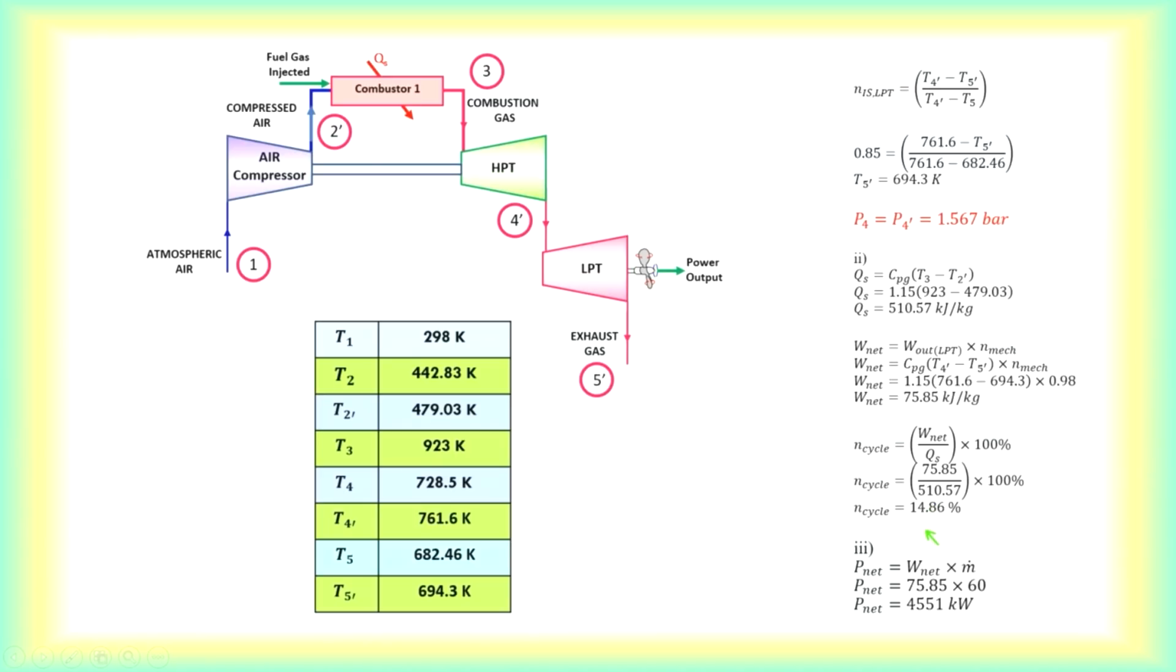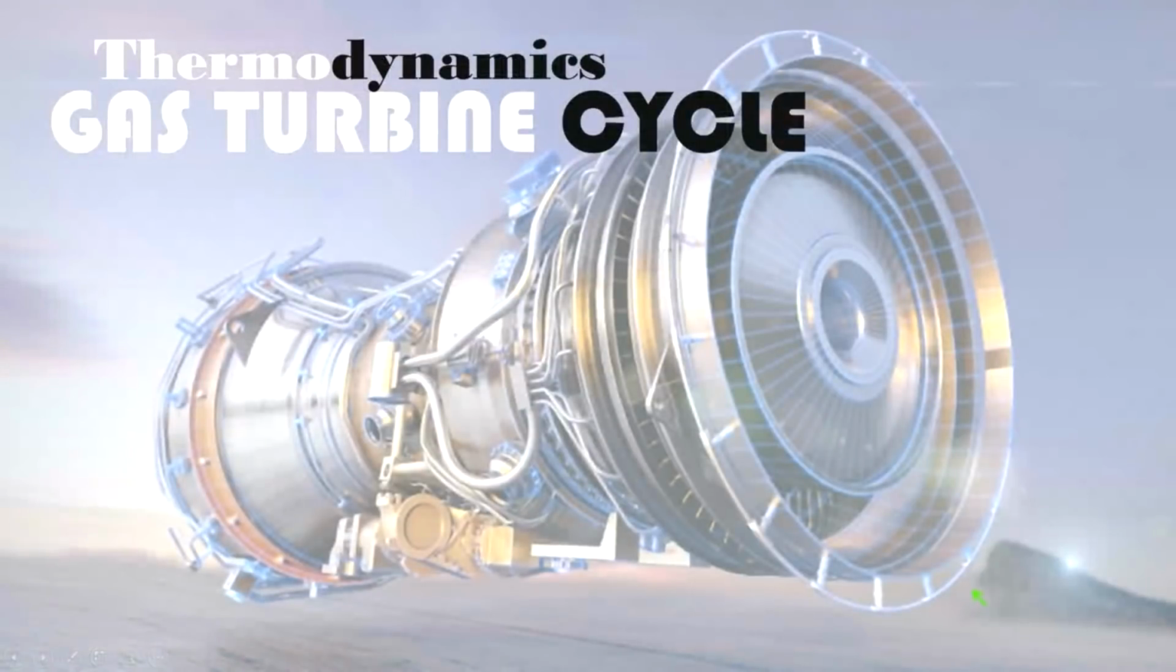So the cycle efficiency is 14.86%. Then the next part, they ask us to find the net power, based on the net work multiplied by the mass flow rate, which is given in the question, 60 kg per second. So you'll get a net power output of 4551 kilowatts. That's the first example. Thank you. Stay safe. Bye-bye.